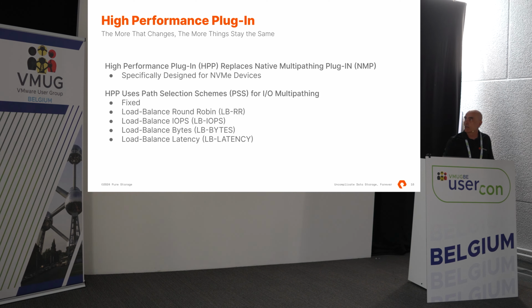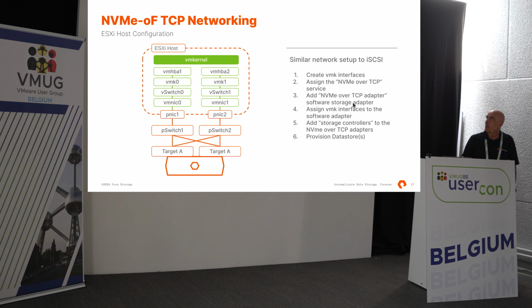So this is very similar to the multipath handler that you have today for SCSI, both for Fiber Channel and iSCSI protocol in ESXi. From the networking standpoint, it's very similar to iSCSI for NVMe over TCP. Very few changes.